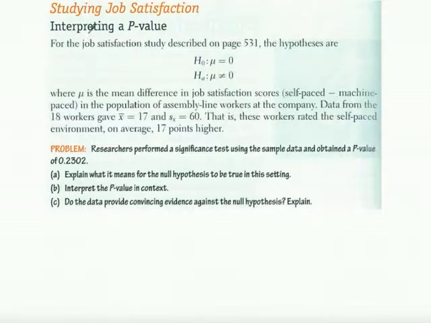Data from the 18 workers gave x bar equal to 17 and s sub x equal to 60. So the mean is 17, the standard deviation 60. That is, these workers rated the self-paced environment on average 17 points higher. The problem says researchers performed a significance test using the sample data and obtained a p-value of 0.2302. Explain what it means for the null hypothesis to be true in this setting.